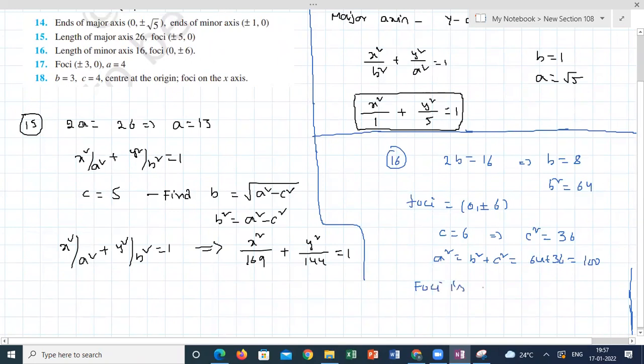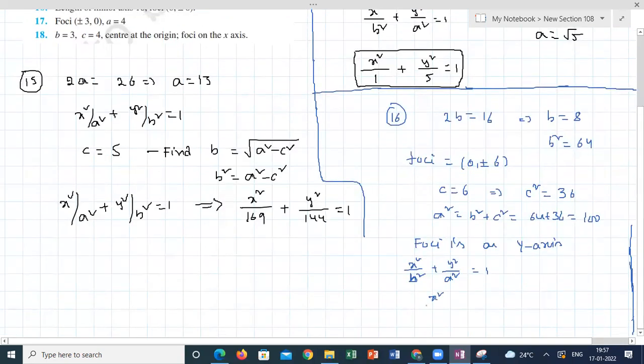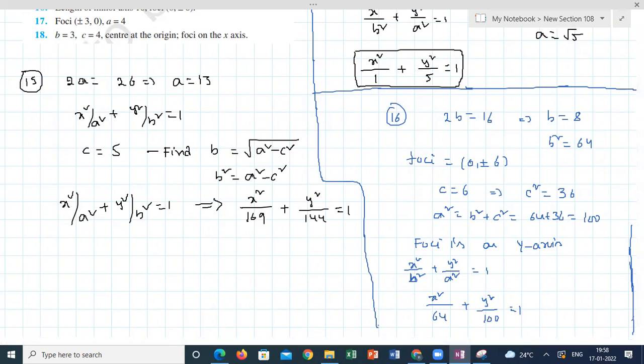Foci is on the y-axis, so the equation is x square by b square plus y square by a square is equal to 1. So x square by b square, how much? 64, plus y square by 100 is equal to 1. Simply we can write the equation of the ellipse from the given data. So the only thing is, analysis of the given data is very much important here.